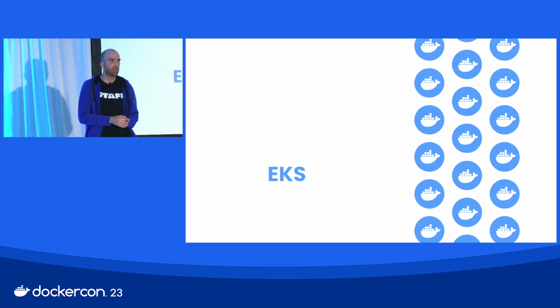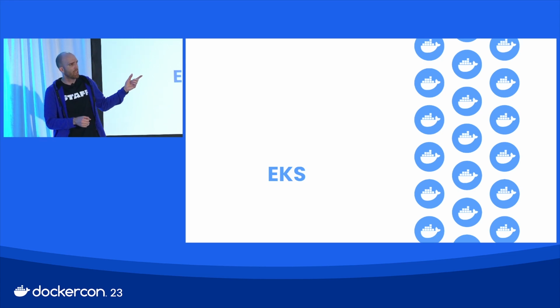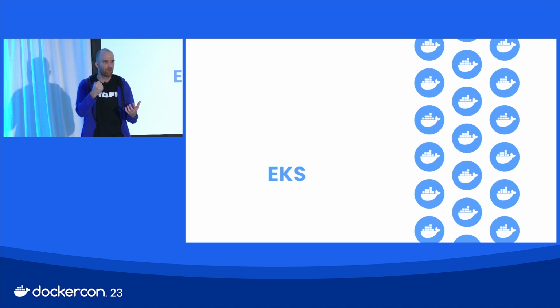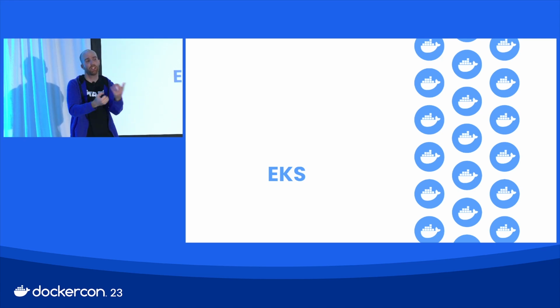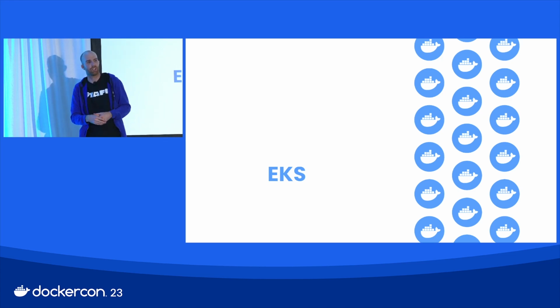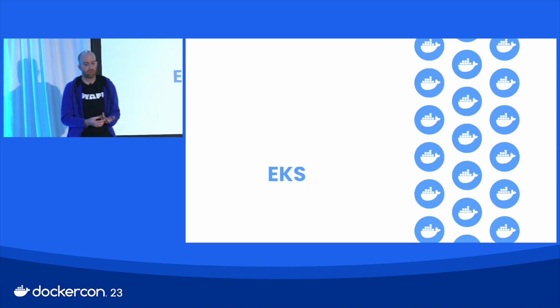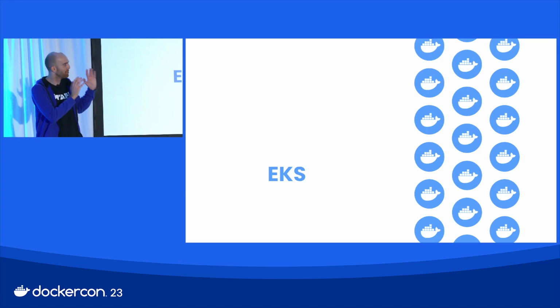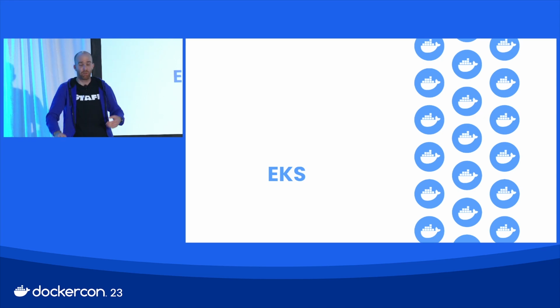Also, we are using KEDA, for example with Vector for the logs, to check if there is some message inside the queue. That means if there is a message inside the queue, that's a log line, and it tries to spawn some Vector pod and process this message. So that's also quite useful. If you didn't know about it, check KEDA. It's working fine and quite nice.